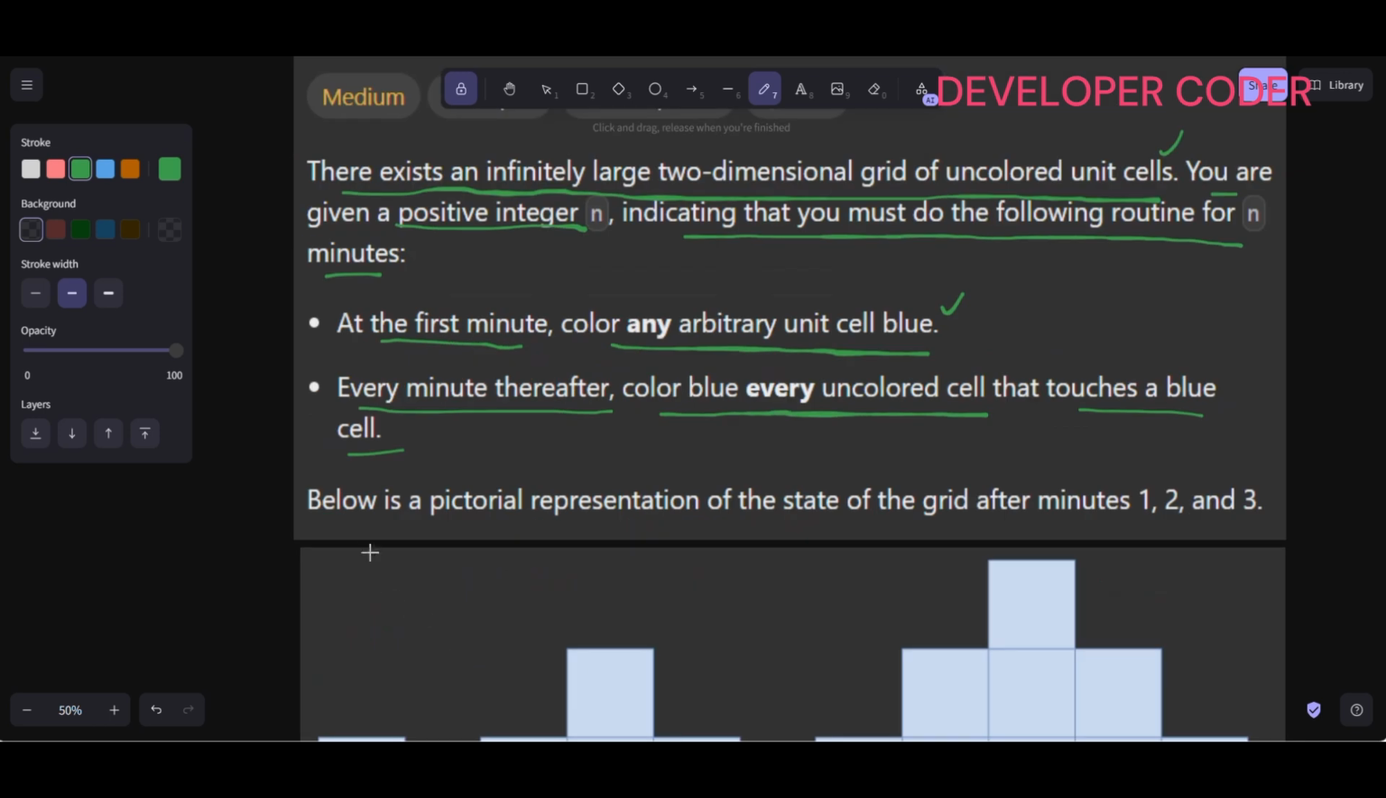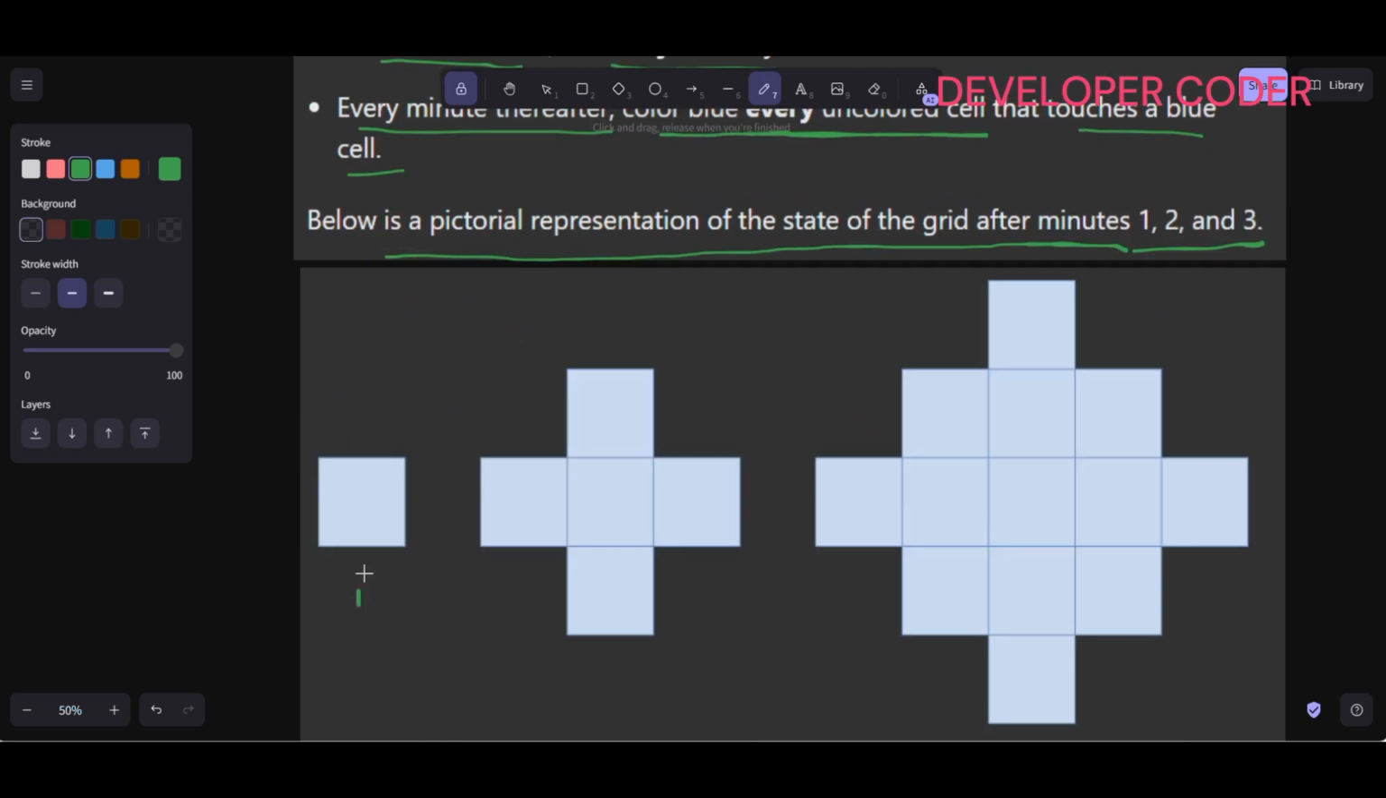So below is a pictorial representation of the state of the grid after minutes 1, 2 and 3. At first minute, we just painted this cell to blue color. So if my n value is 1, I'm going to return my output as 1.